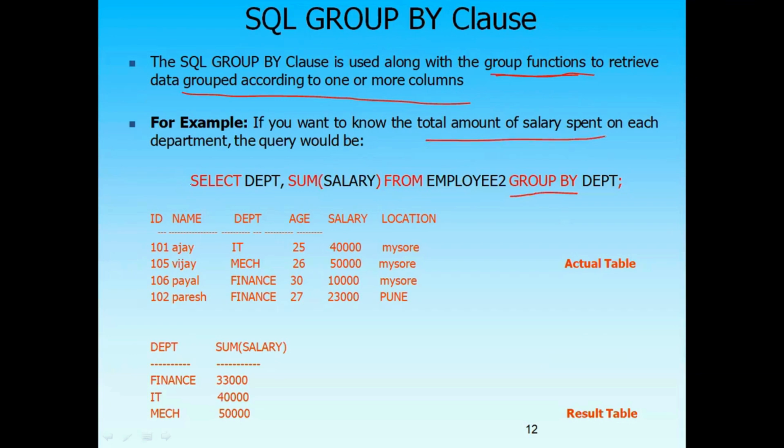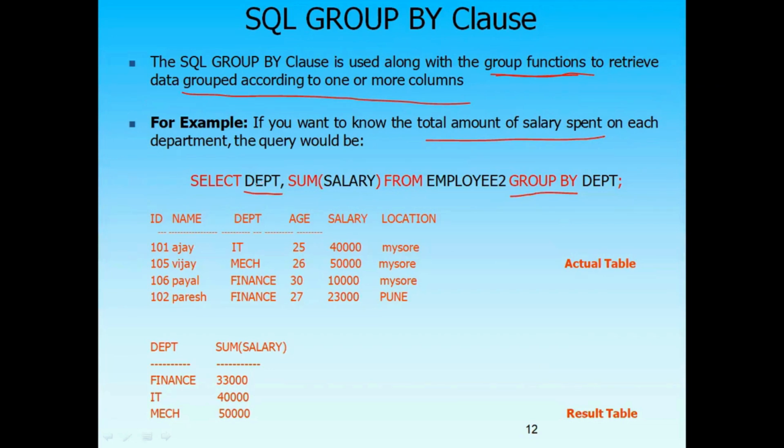as we discussed, my query will be select department comma sum of salary. In the previous example, after the select clause we directly used the aggregate function, the group function. But now I want to do grouping, so group-wise I want this sum of salary. My first attribute or field will be the group by column, meaning the grouping attribute on which you want to do the grouping. So here my department is the group by column.